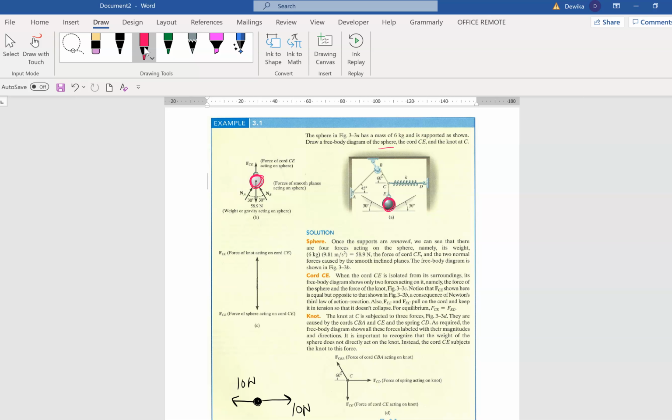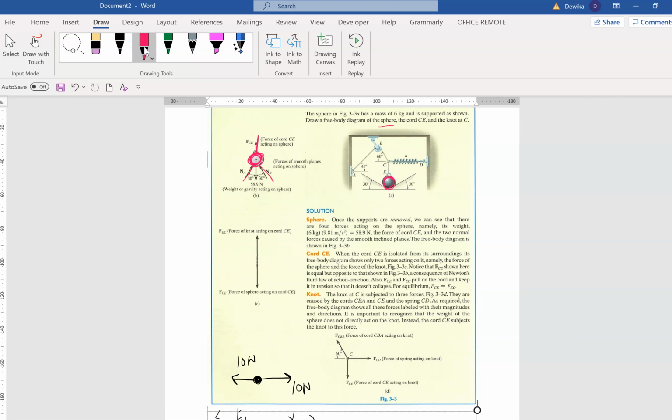You draw a sphere, just a round thing. There is a force CE up there, and there are contact forces NA and NB at the side, and the weight down. That's it. And then cord CE. Where is CE? Okay, this is CE. You have a force upward. Along cord CE, you have one force, which is CE, and then another one, which is EC. So that's cord CE. We have done.